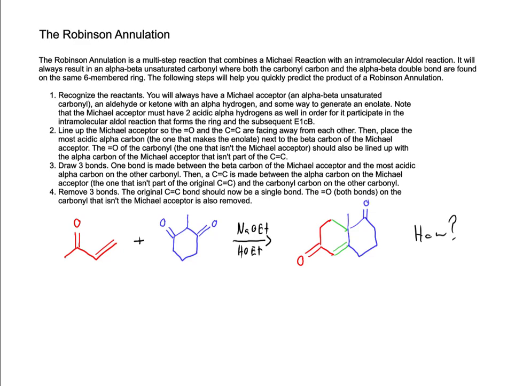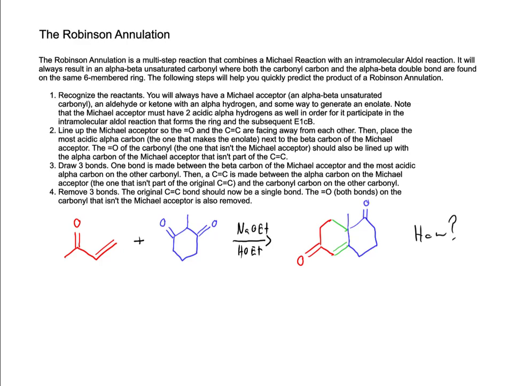The first thing we need to do to recognize whether we're doing a Robinson annulation or not is to look at the reactants. You will always have a Michael acceptor, or an alpha-beta unsaturated carbonyl, and an aldehyde or a ketone with an alpha hydrogen. You also need some way to generate an enolate. In other words, you need a base. Now, the other thing, we have to have the Michael acceptor having 2 acidic alpha hydrogens as well in order for it to participate in the intramolecular aldol reaction that forms the ring, and then the subsequent E1CB mechanism.